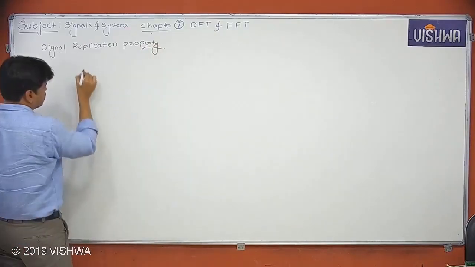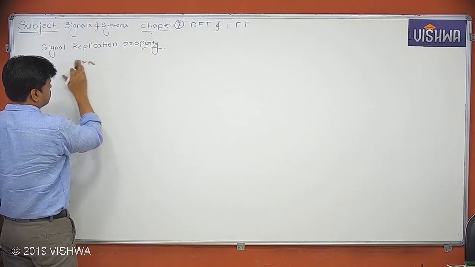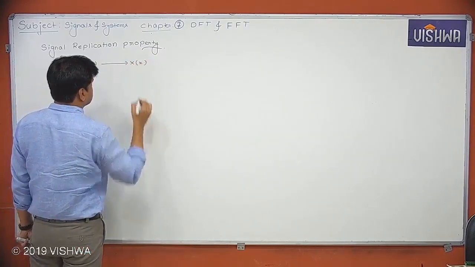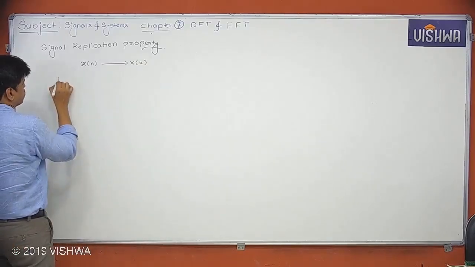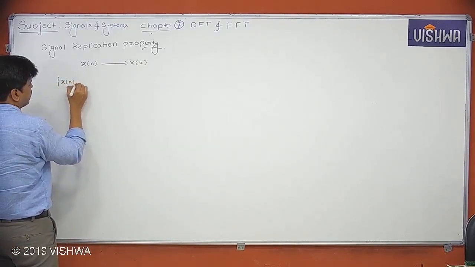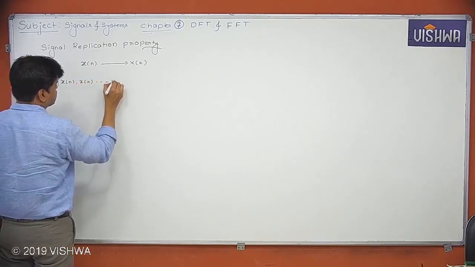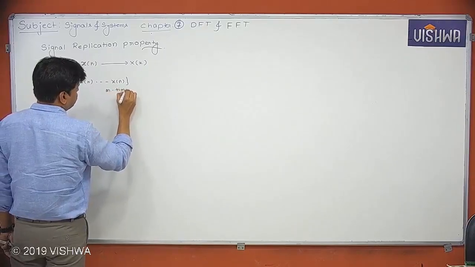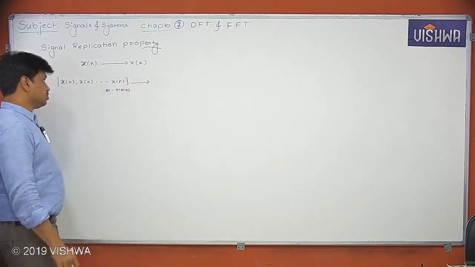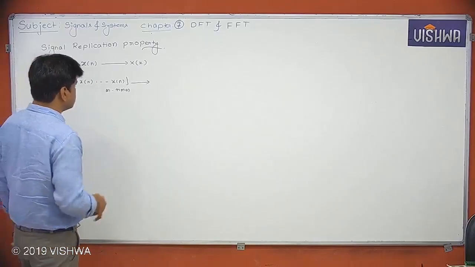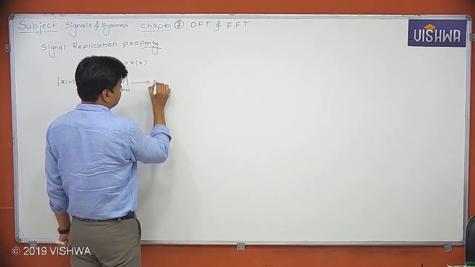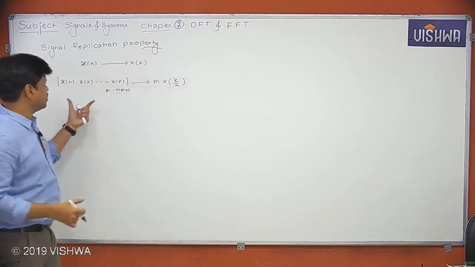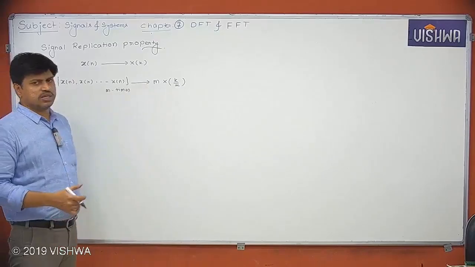Suppose x of n has DFT x of k. If I take a signal x of n, x of n, and so on, repeated m times, for this signal what is the DFT? That is m x of k by n, because it has m times the samples, so it must also have m times the samples in the DFT.